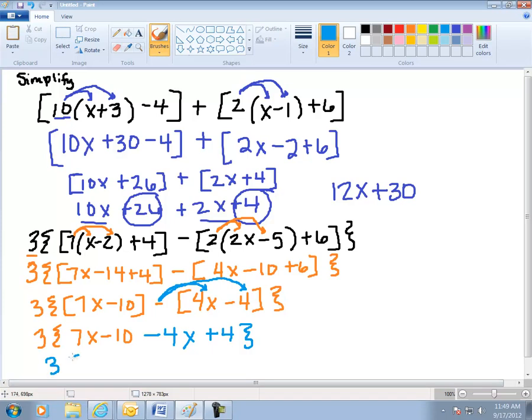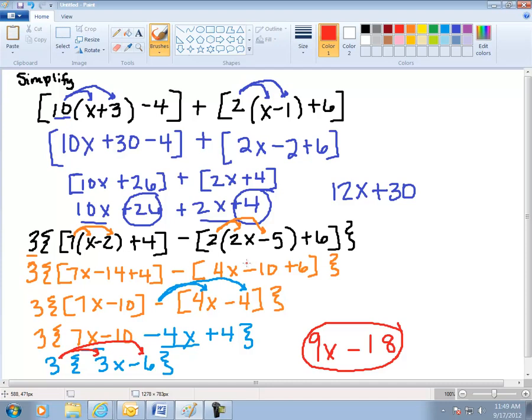And now, within my squiggles, I can combine like terms. Again, 3, you're coming along for the ride. I've got a 7x and a minus 4x combined to give me 3x. A negative 10 and a positive 4 combined to give me negative 6. And now, for my last step on this problem, I distribute through the 3 on the outside. Okay, so that's the last step. 3 times 3x gives me 9x, and 3 times a negative 6 gives me a negative 18. So that would be my final answer.